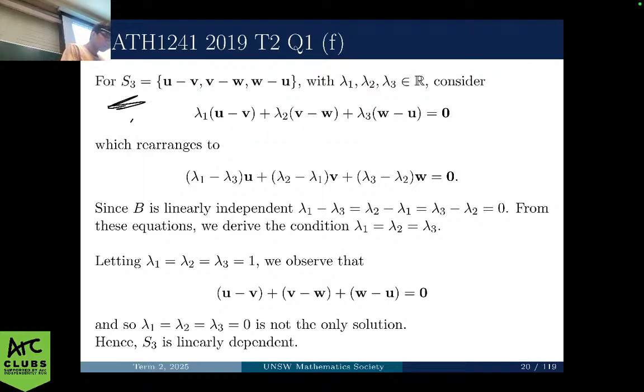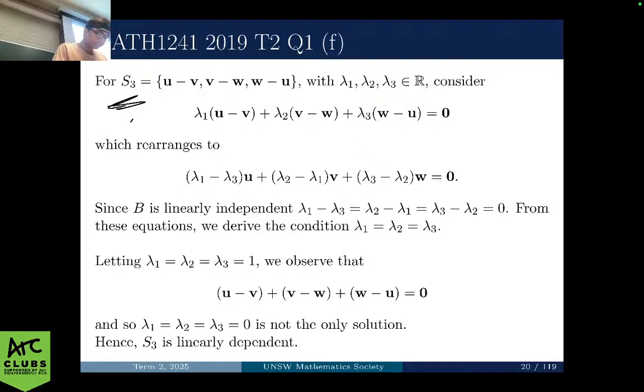Then we're going to go to S3. So S3, I've got 3 vectors now, lambda 1, lambda 2, lambda 3, and then again, I can just sub those in. So lambda 1, lambda 2, lambda 3, multiplied by each of the vectors in my set, equals 0 vector. And once again, I'm trying to show that the only solution to this is if this and this and this equal 0.